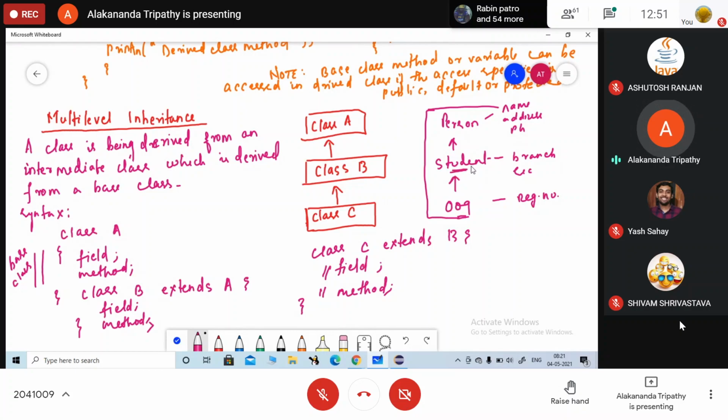Yes ma'am, from person, then from person to student. Look, how many students are there? You have in your college how many years? Four years are there? Yes ma'am, four years of students. And all of you are inheriting from where? You are inheriting from the person class. Yes ma'am. Okay, in the person database, your name, address, phone number is being maintained.